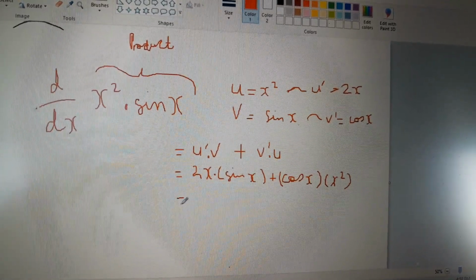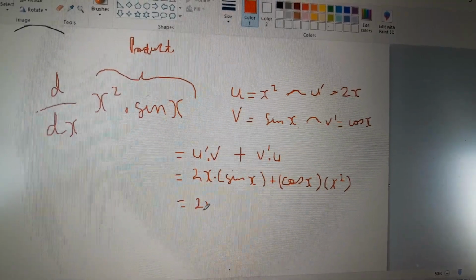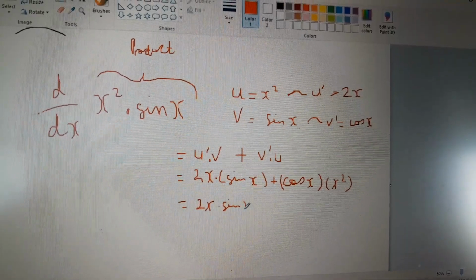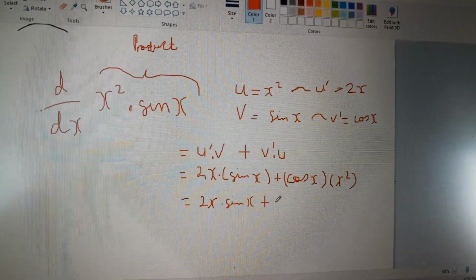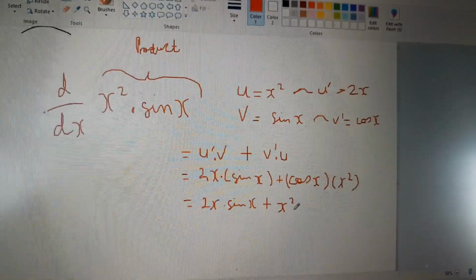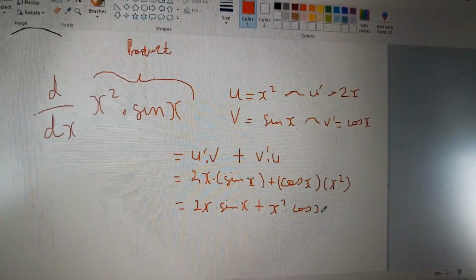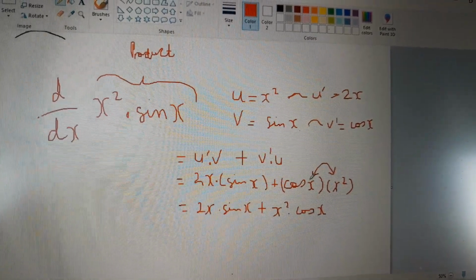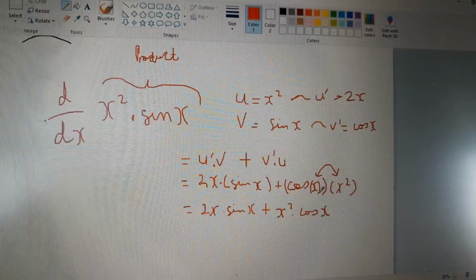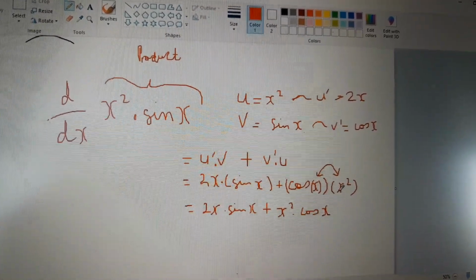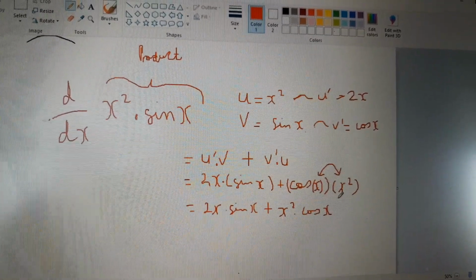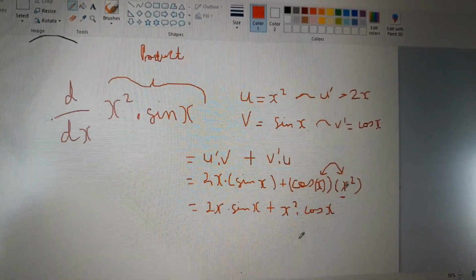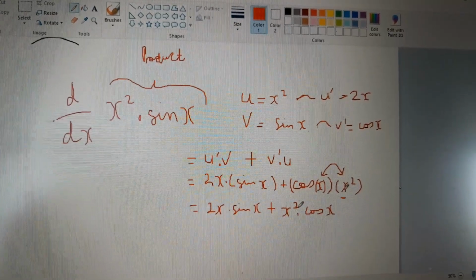When we work out this first part, we should get 2x sine x plus x squared cos x. Please, I'm begging you, never do something like this: multiply these two. This x here is not detached, so you can't multiply this x by x squared. You think of this x squared as a coefficient, and that's why I brought it in front. Is that clear with everyone? Yes, sir. So be careful with that.